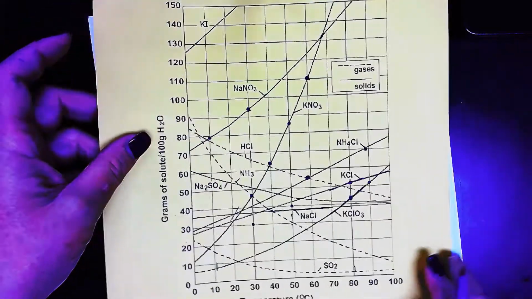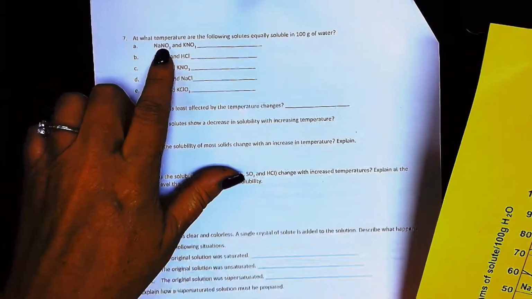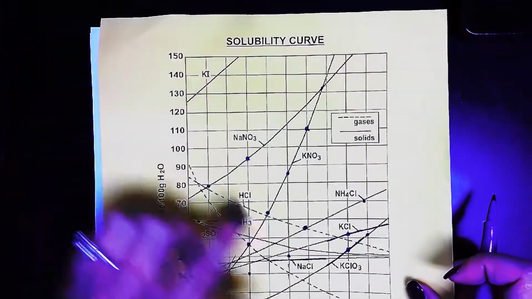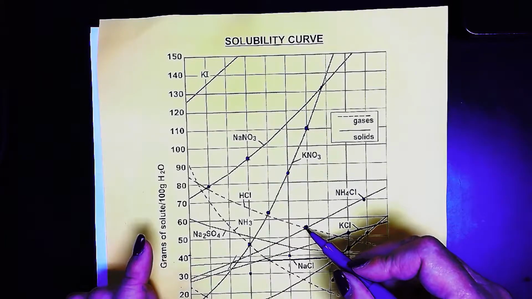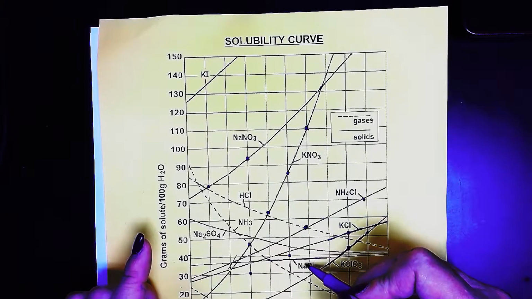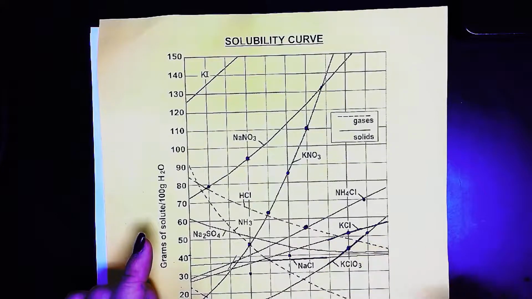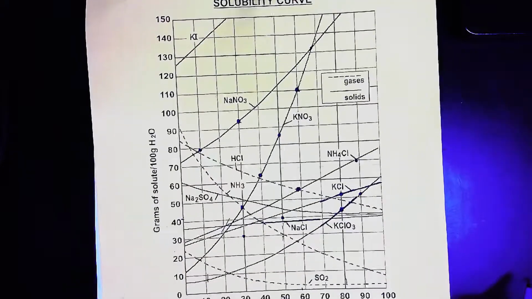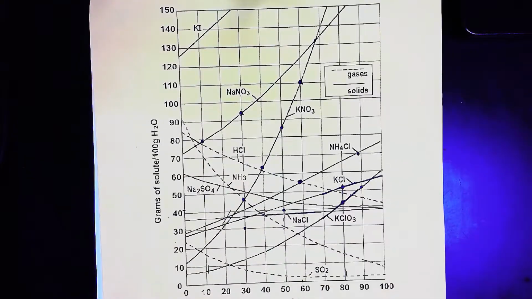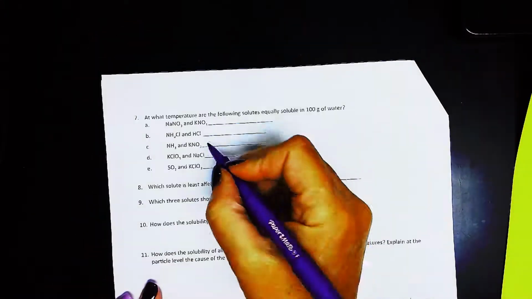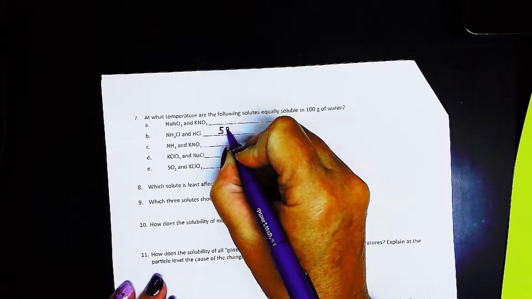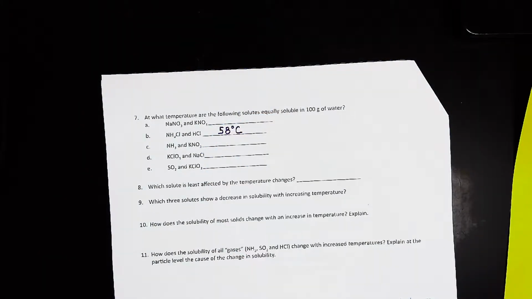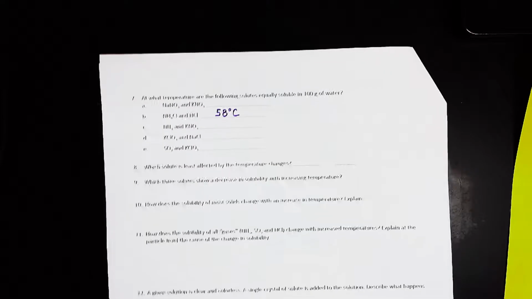All right, so it's asking us at what temperature. We've got NH4Cl, we've got HCl. I'm going to drop a line down here. I'm going to say about 58 degrees. So NH4Cl and HCl are equally soluble at 58 degrees Celsius because that's where the lines intersect.